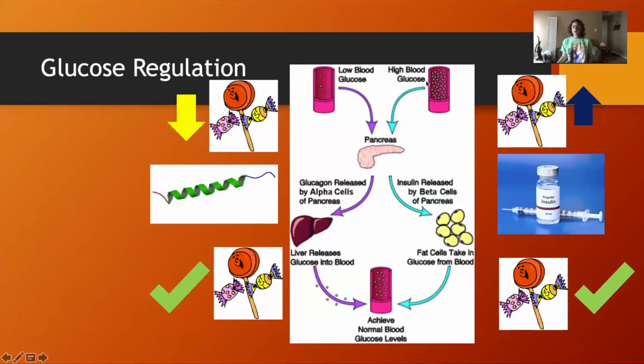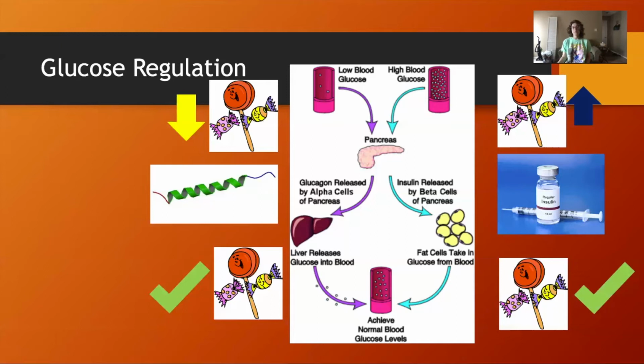We also have a mechanism that's similar for high blood glucose. You have high blood sugar, your cells can't get to it right away, so insulin is released from the beta cells from your pancreas. And then your body cells, including your fat cells, take the glucose from your blood. And then you go back down to having normal blood glucose levels.